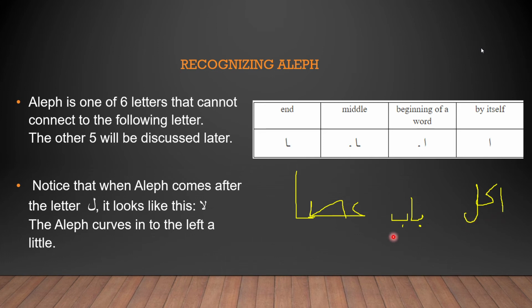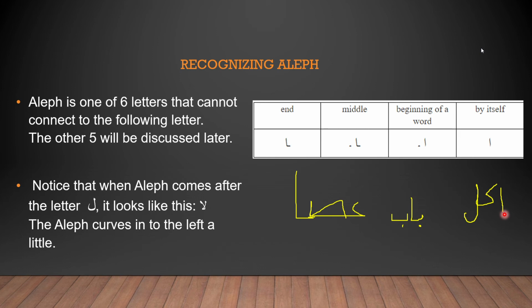It cannot be connected. Similarly, this ba is coming after the alif, so it cannot be connected. Now this ba is coming before alif. See, first ba is coming, then alif is coming. So we can connect this ba to this alif. Similarly, the sad over here is coming before the alif. So we can connect them together.